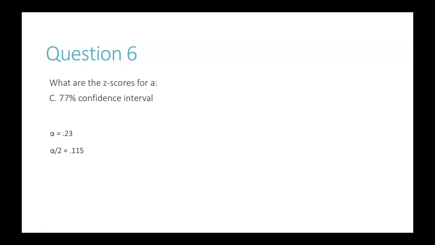So just like we've done in parts A and B, we need to find the z-score that corresponds with the area of 0.115. So we're looking for 0.1150 in our z-score table, right? In the area portion of our z-score table. And the z-score that we find that matches up with 0.115 is going to be 1.20.